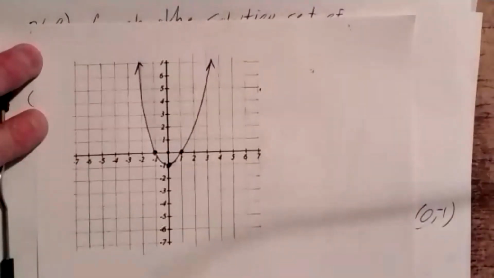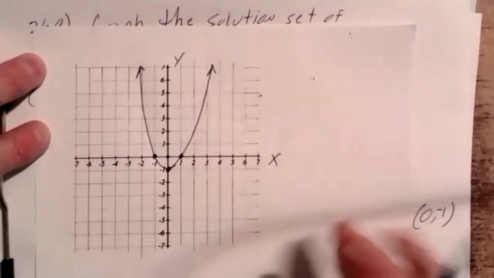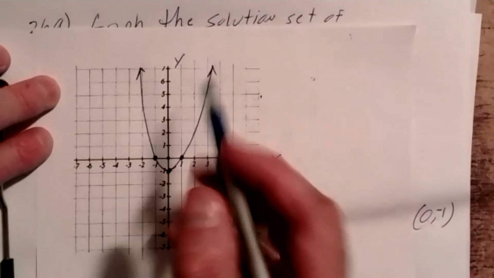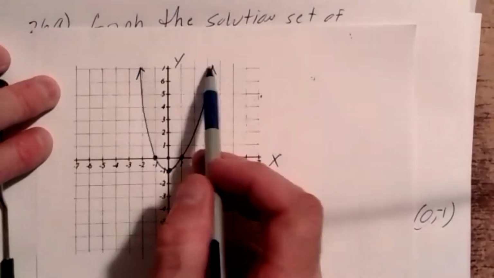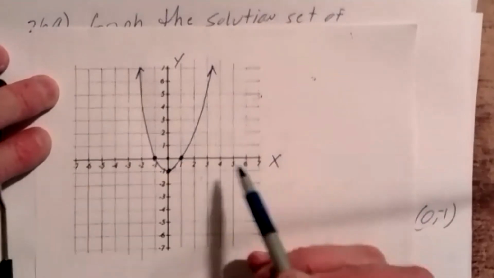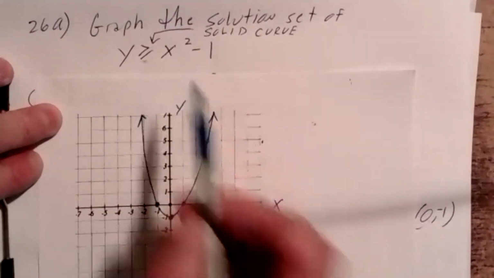All right, so we graphed our equation, which is a parabola opening upwards. Now, the second major step of this problem is we have to determine whether we shade inside the parabolic branches or outside the parabolic branches to round out the rest of the solution set to this quadratic inequality.